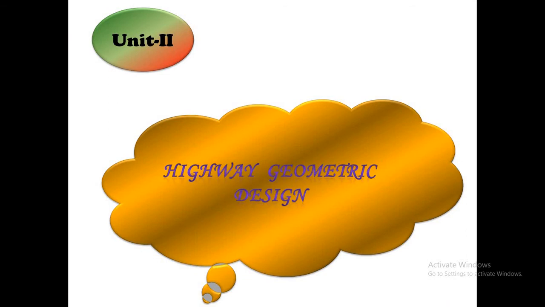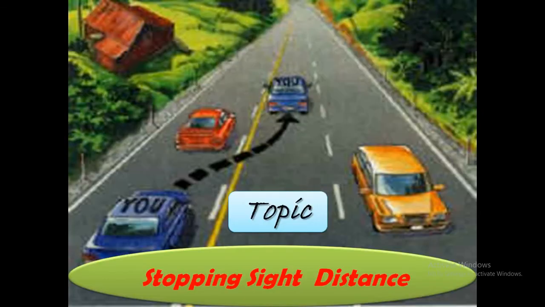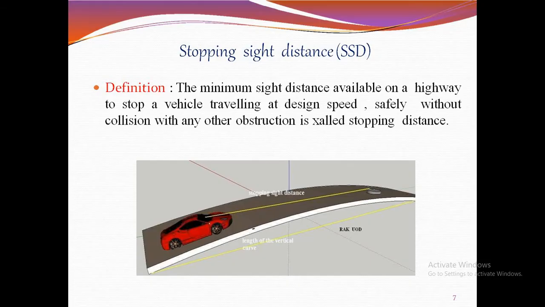Okay, guys, today we will discuss one topic from Transportation Engineering, second unit, that is highway geometric design. From this unit, we will discuss one important topic, stopping sight distance, SSD, and we will briefly discuss it.